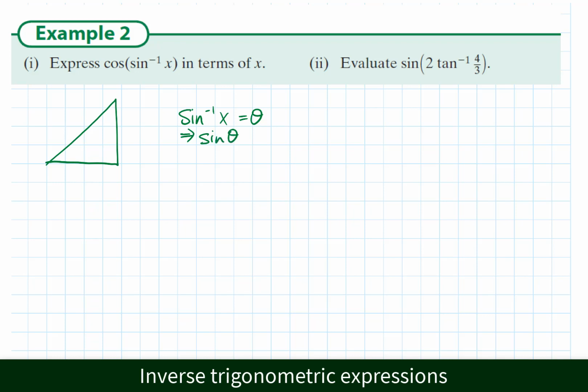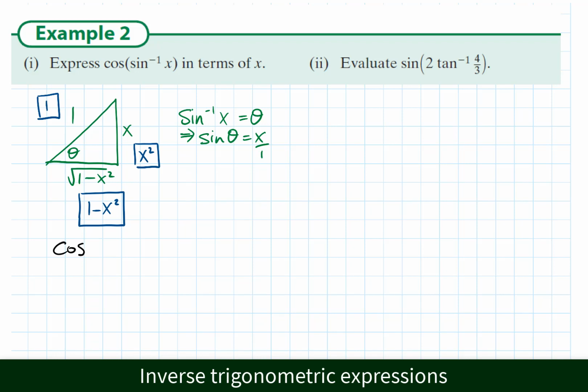So if sine inverse of x is theta, then sine of theta is equal to x, or as a fraction, x over 1. So if we imagine a triangle where the opposite is x and the hypotenuse is 1, we could use Pythagoras' theorem to work out the adjacent side here. So we could see that the square on the adjacent is 1 minus x squared. Therefore, the adjacent side is the square root of 1 minus x squared.